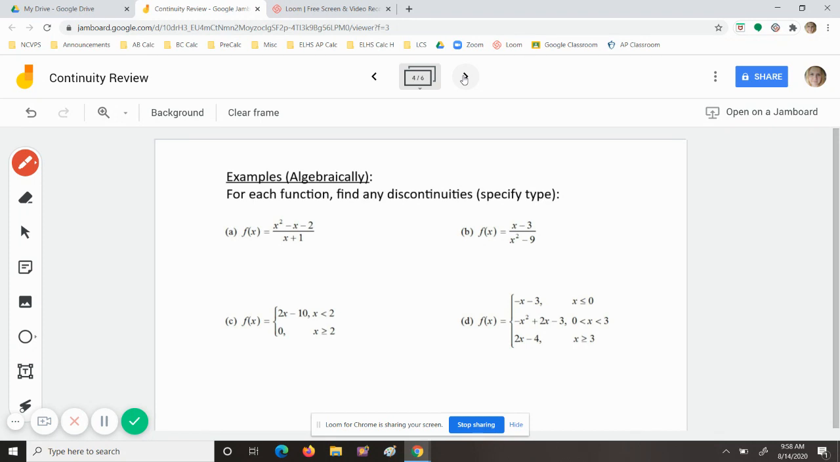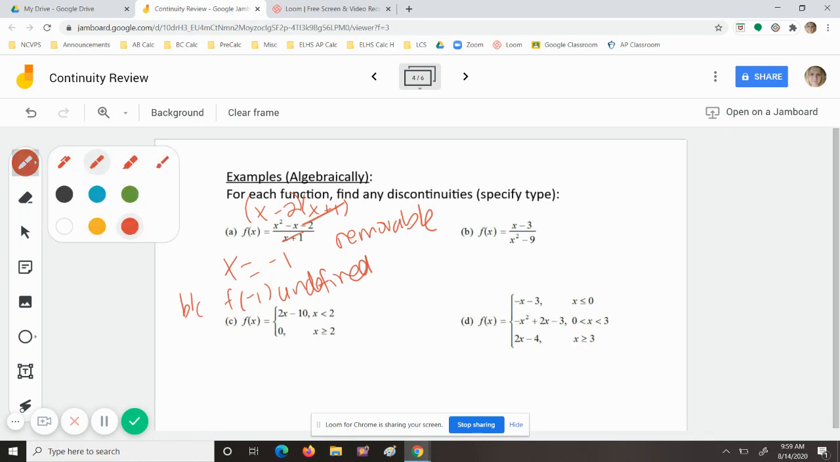So we can already tell in part A, we're going to have a discontinuity at x equals -1. Now we have to figure out what type it is. We're undefined here. So again, if they needed a reason, because f of -1 is undefined. But let's talk about the type of discontinuity. So we want to see if we can factor and cancel this out. The top, if we tried to factor, would be x minus 2, x plus 1. So we could cancel. So that means this is a removable discontinuity because we could remove that factor from the equation. And the limit would still exist.